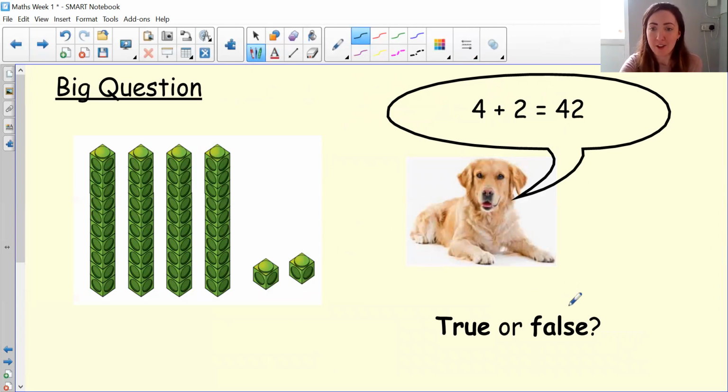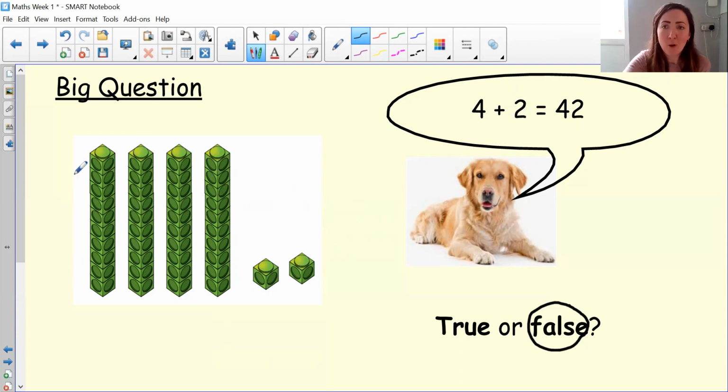Right, so I can tell you that is definitely false. Okay, 4 add 2 is not 42. 4 add 2 would actually be what? 6. So Stevie's gone very wrong, hasn't she? Now, if we look at the picture here of these cubes, we can maybe see exactly where she has gone wrong, because we can see that there are 4 tens and 2 ones, but 4 tens and 2 ones is not the same as 4 add 2, is it?